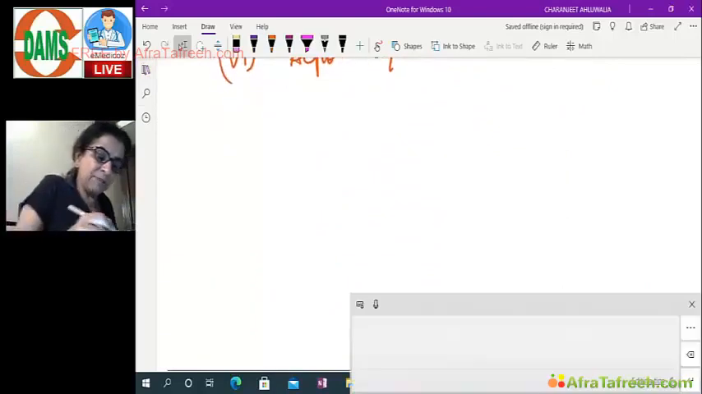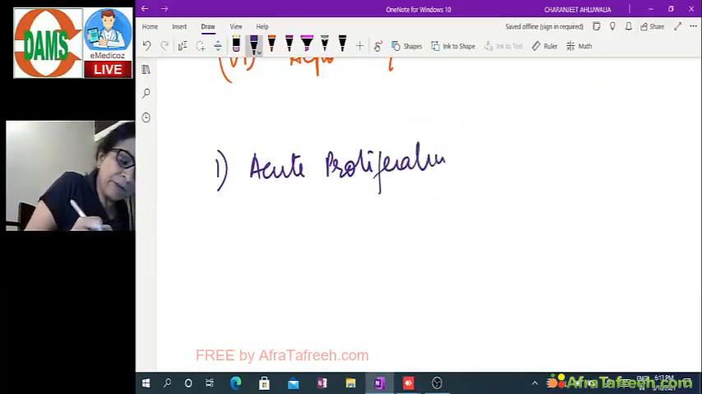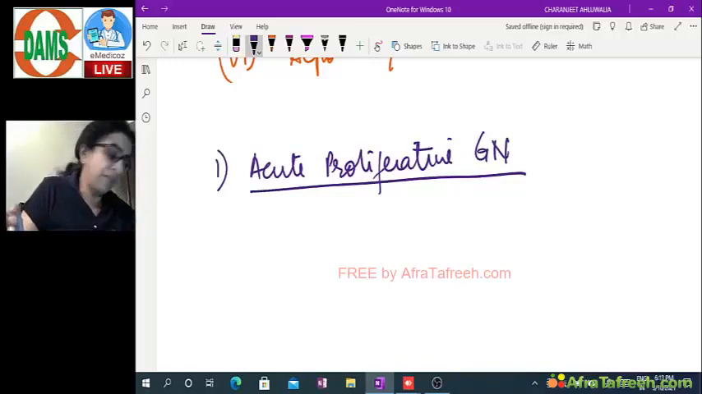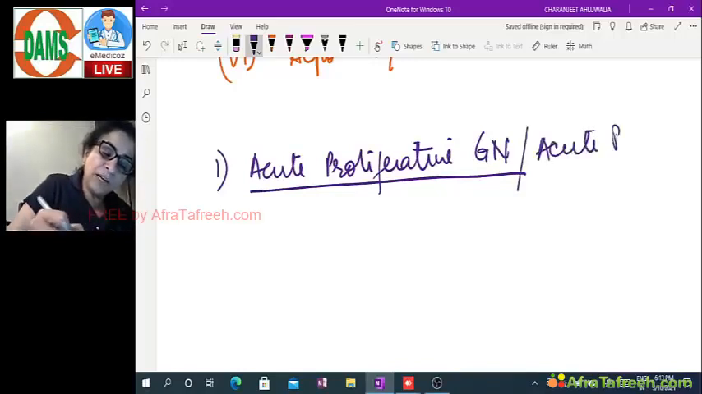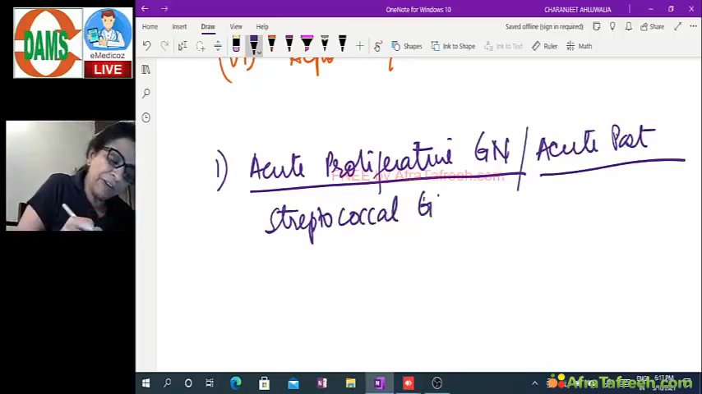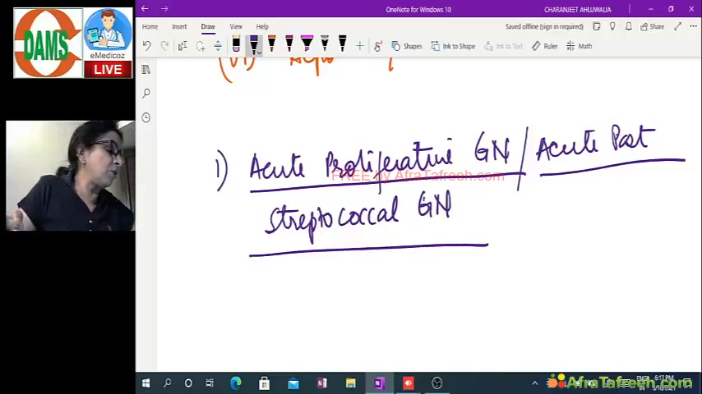So first let us come to the first one, that is acute proliferative glomerulonephritis. Let us see acute proliferative glomerulonephritis, also called acute post-streptococcal glomerulonephritis.